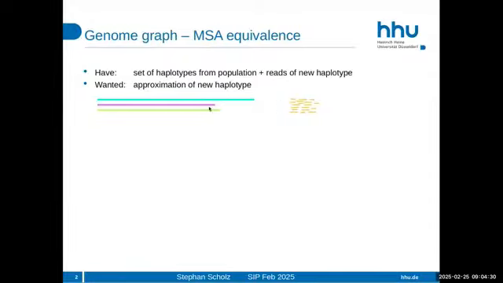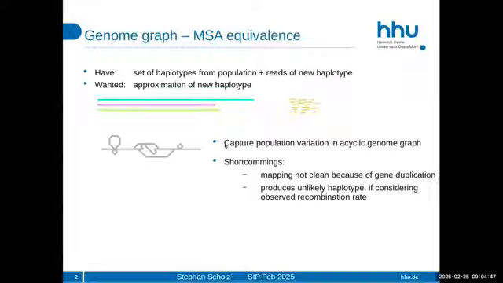So what we have is a set of haplotypes from the population and some reads that we want to construct a new haplotype from. And what we want is the new sequence. So how might we go about this? Let's say we capture the structural variation of the population in a genome graph. That's here. And then we take the reads and map them against this graph, and then just pick the variations where the reads land on. This approach is simple, but it has a few shortcomings.